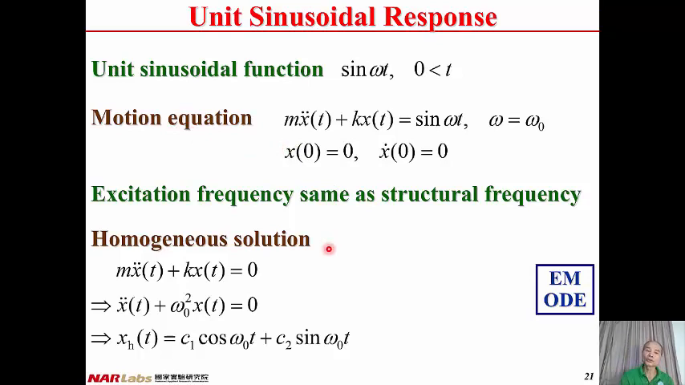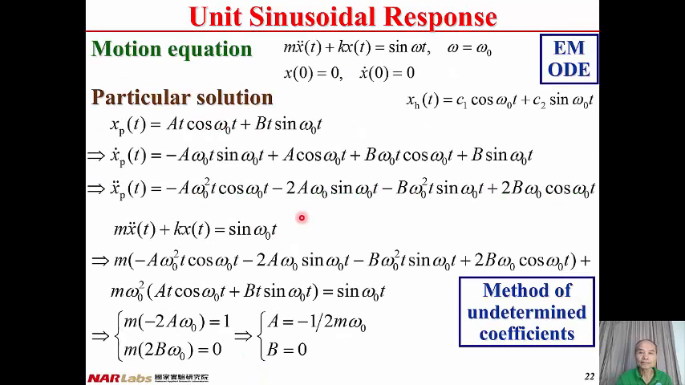One is the homogeneous solution. Then we assign the forcing function equal to 0. We have m x double dot plus k x equal to 0. After solving this homogeneous differential equation, we have the homogeneous solution, x_h equal to c1 cosine omega 0 t plus c2 sine omega 0 t. Now we have the homogeneous solution. Then we are going to find the particular solution.